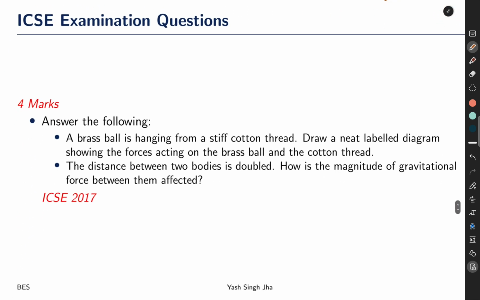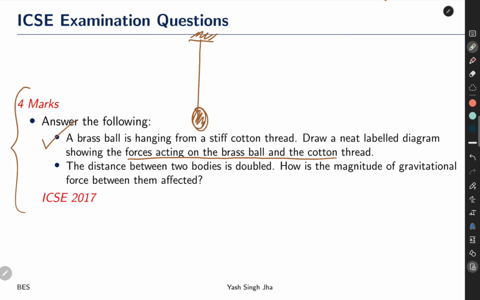Okay. This is a question which has repeated twice in ICSE in the recent 5 years. A brass ball is hanging from a stiff cotton thread. So there is a thread and there is a brass ball, hanging from somewhere, right? So this is a neat diagram. Draw the diagram very neatly. That adds a plus point to your answer sheet. Draw a neat labelled diagram showing the forces acting on the brass ball and the cotton thread.